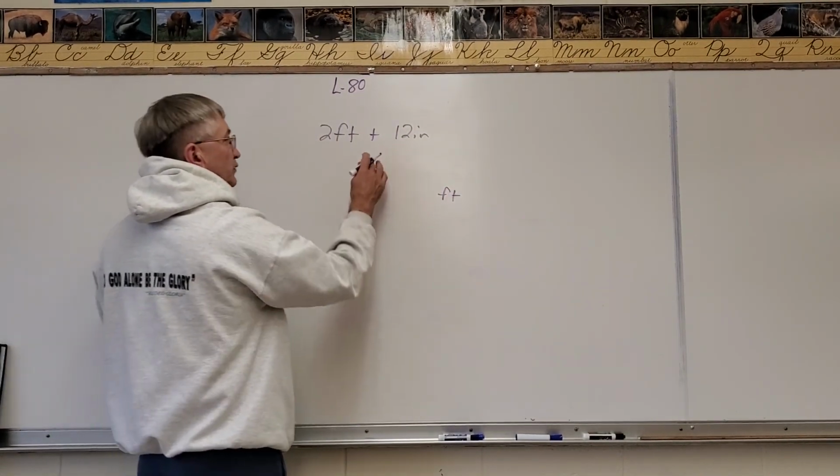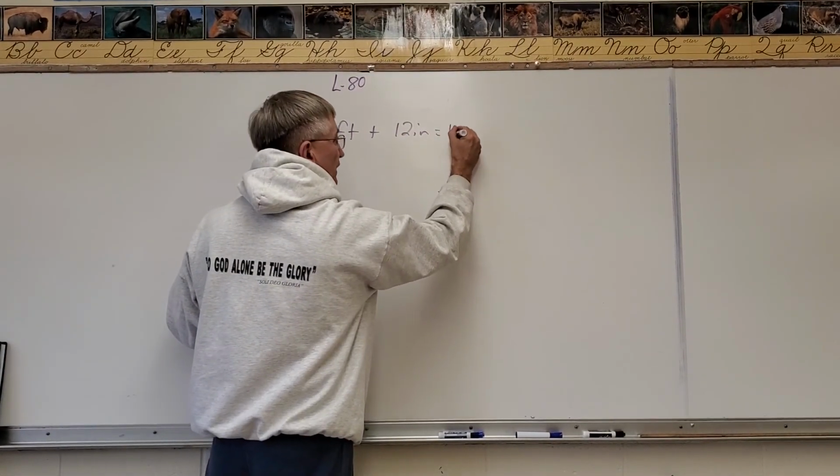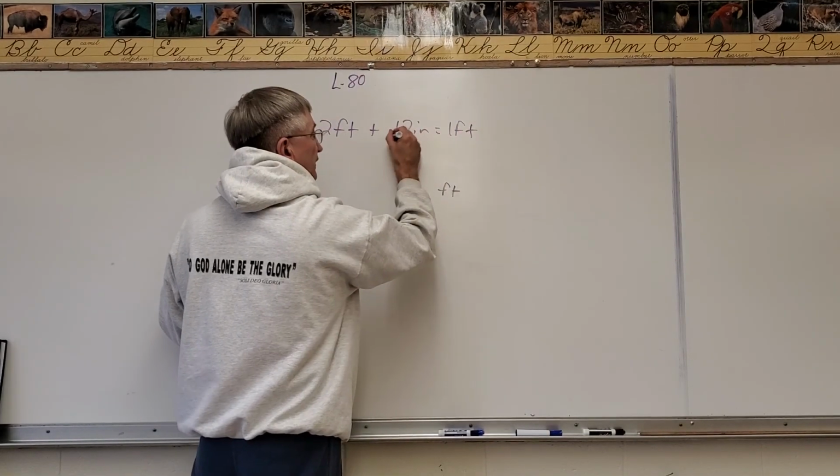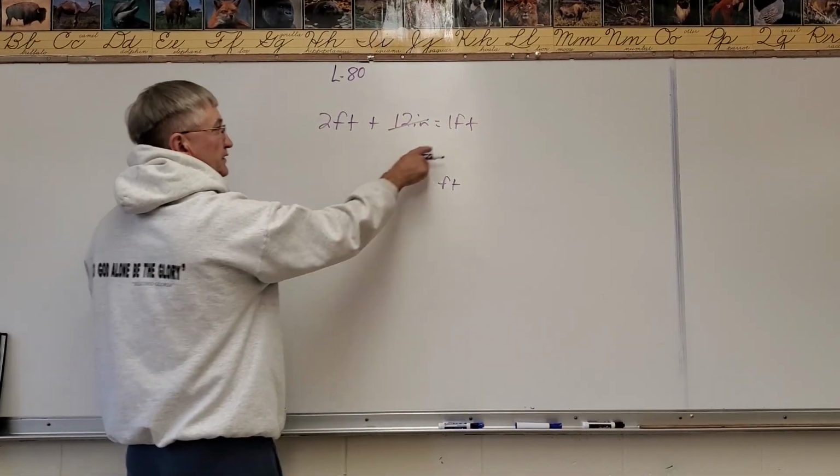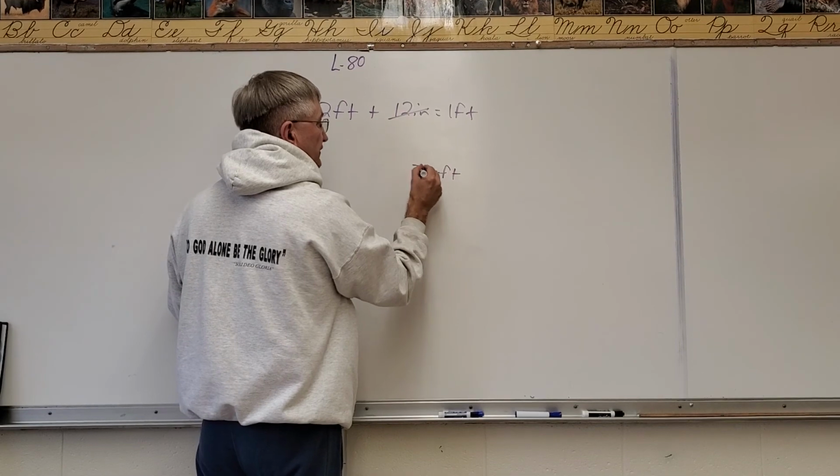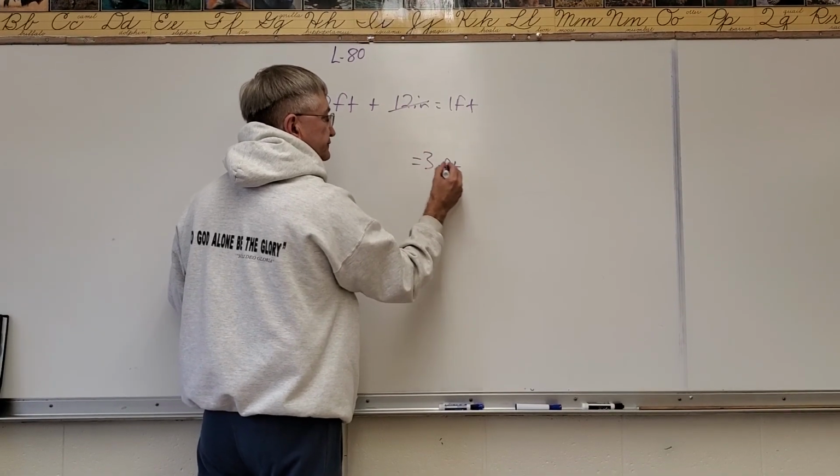So I'm going to change my 12 inches to 1 foot. Cross out my 12 inches. Now 2 feet plus 1 foot, which equals 3 feet, and I'm done.